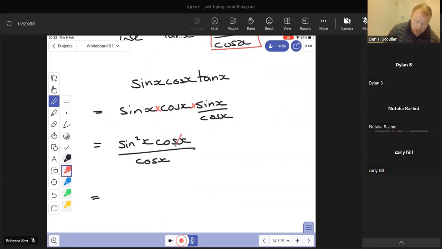Last thing we do is those cos x's cancel out with each other. So we're just left with sin squared x. And that's our simplified answer.